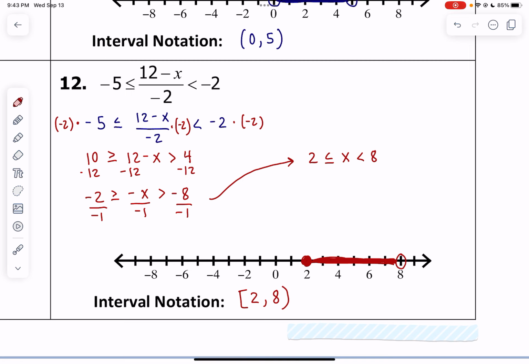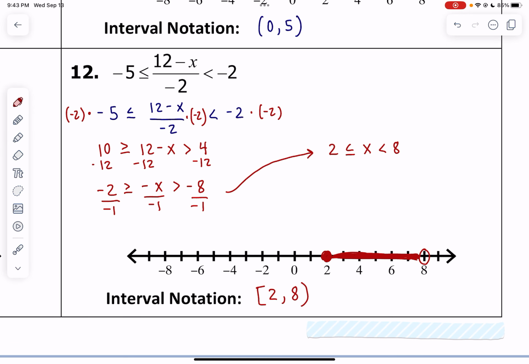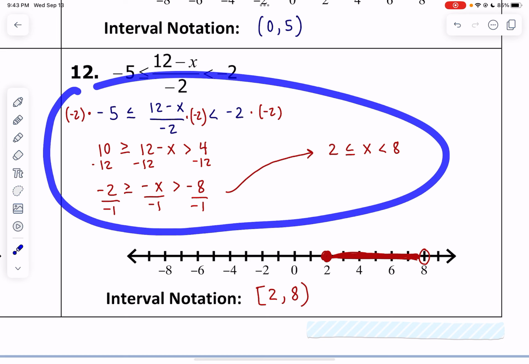All right. So hopefully question number 12 makes sense. Once again, please be real careful when you're multiplying or dividing by a negative. You have to make sure that you switch the symbols and be consistent with that throughout the whole process. And that's what we did here.